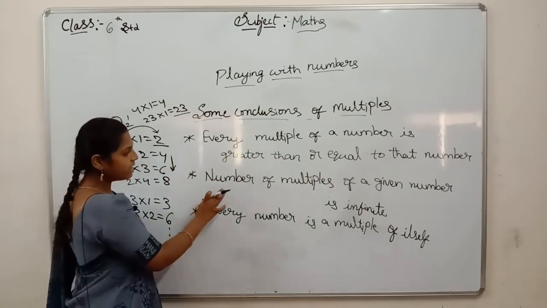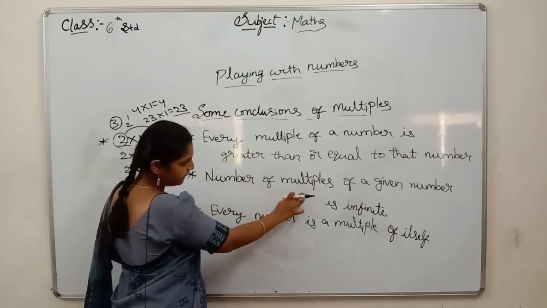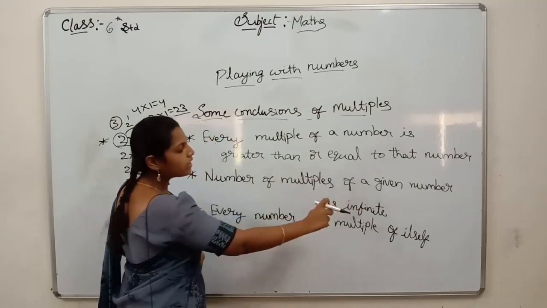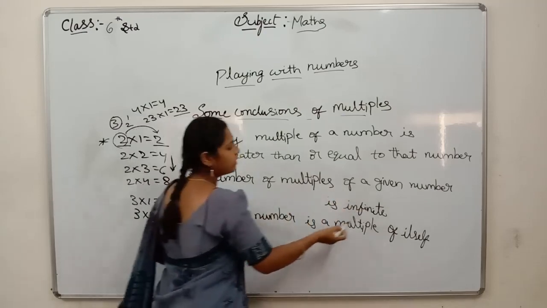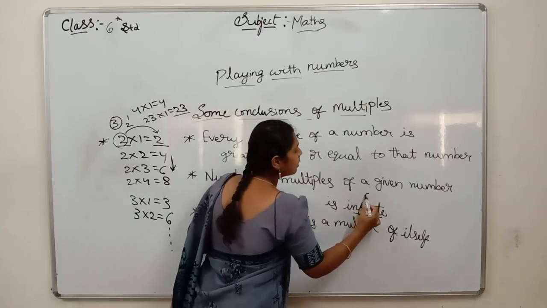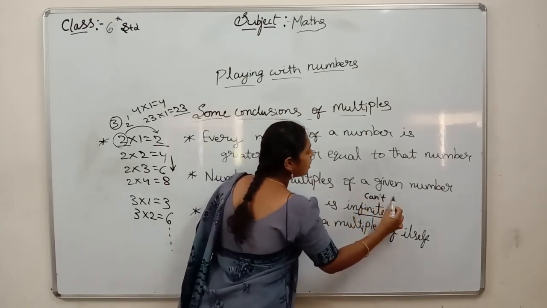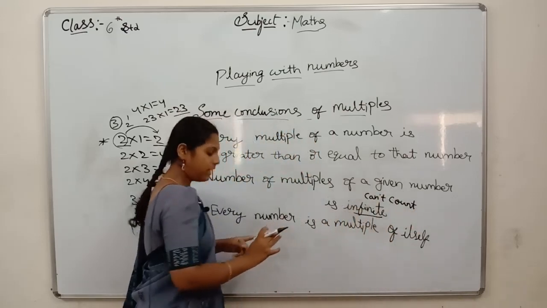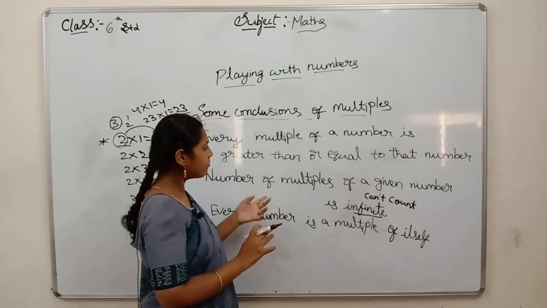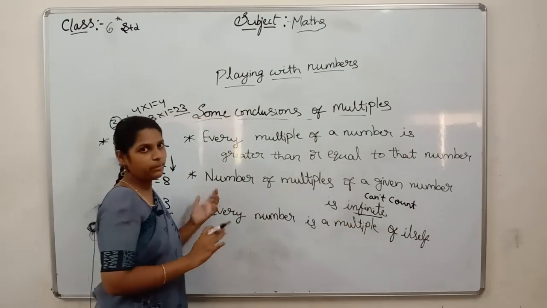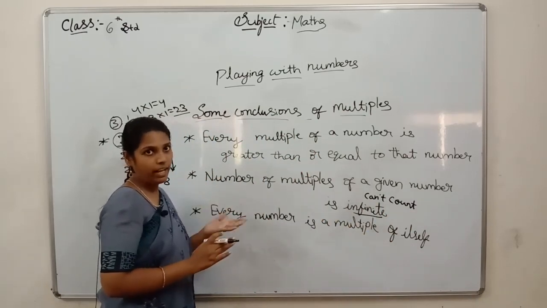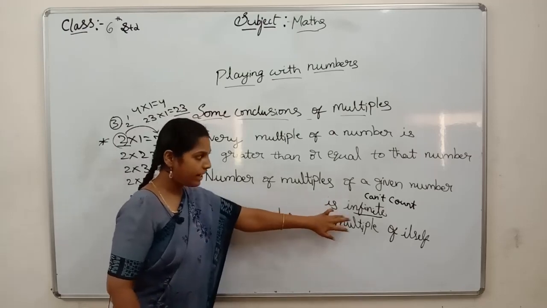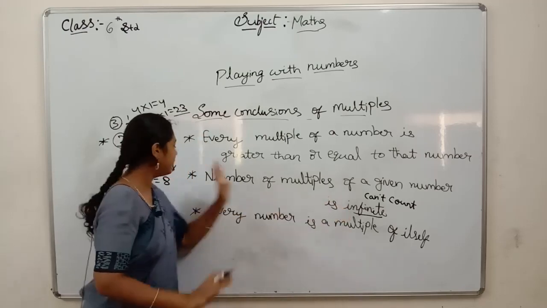Okay. Next one is: the number of multiples of a given number is infinite. Infinite means what? Which we cannot count. While explaining factors, I said factors are countable, either 5 or 4 like that. But for multiples, it is infinite. We cannot count that. See the example here only.